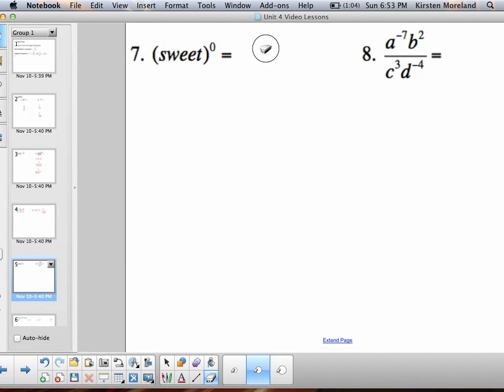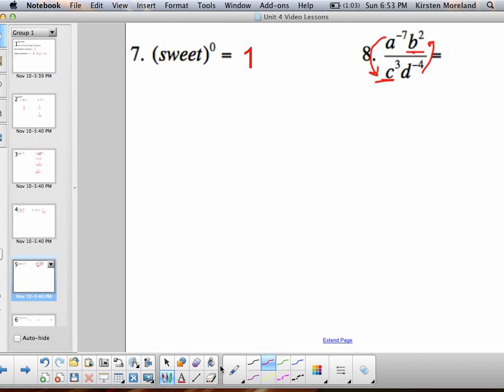Right, our last two examples. Anything to the 0, I don't care what it is, is going to be 1. And here we got two negative exponents. A has a negative 7 exponent and D has a negative 4. What that means is A is going to move to the bottom, D is going to move to the top, and B and C are going to stay right where they're at.